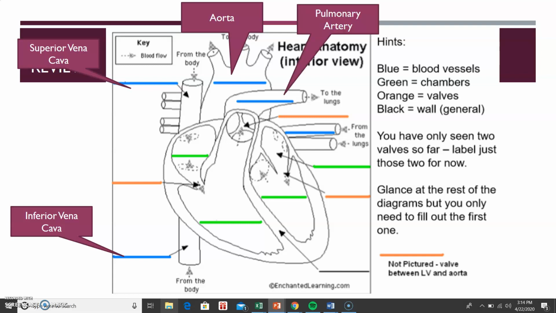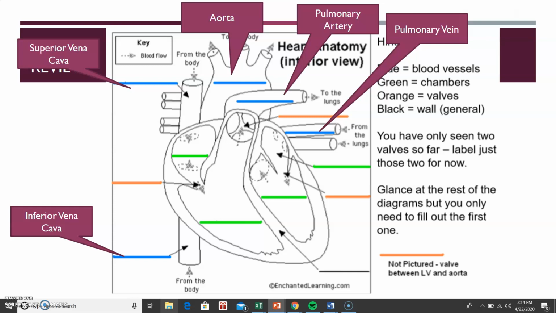Next, you have your pulmonary artery. Remember, arteries move away. So your pulmonary artery is taking blood from your heart to your lungs. And then you have your pulmonary vein, which is returning blood from your lungs to your heart.